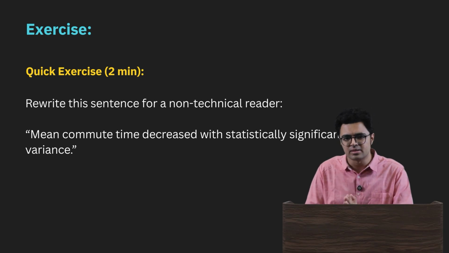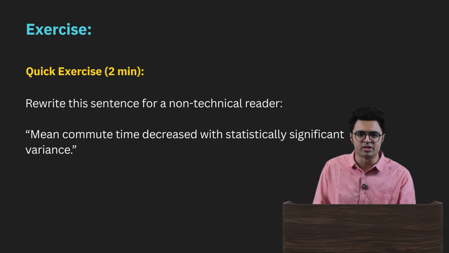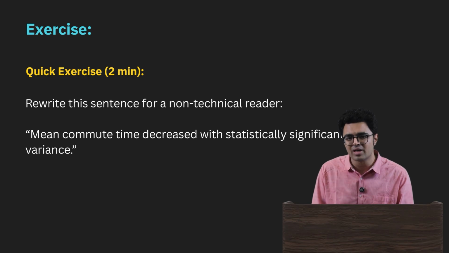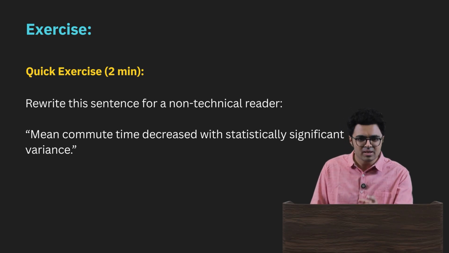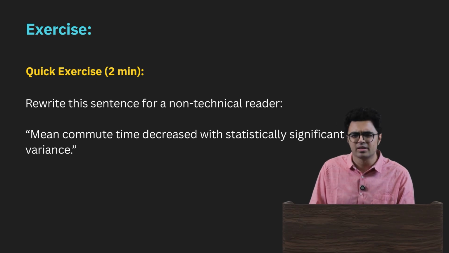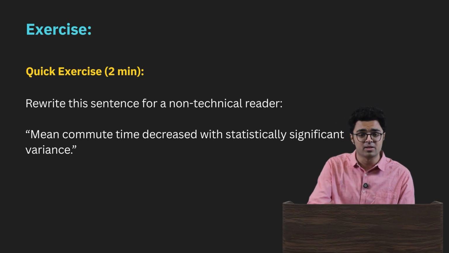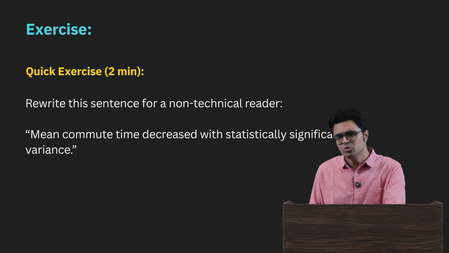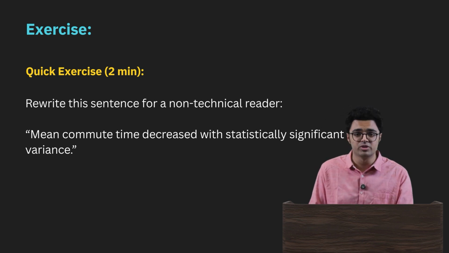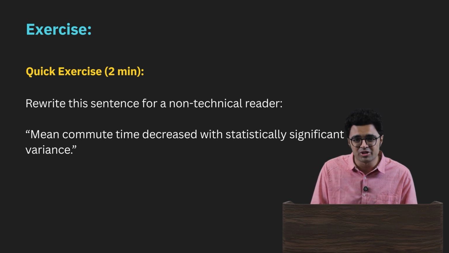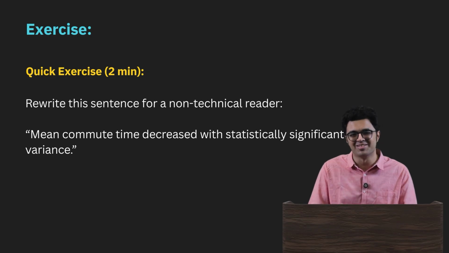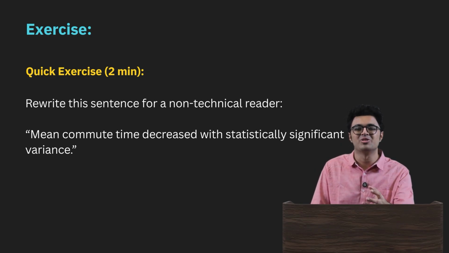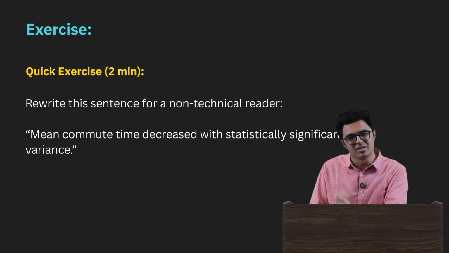Rewrite this sentence for a non-technical reader. Mean commute time decreased with statistically significant variance. Think about a non-technical audience member, a non-technical reader. How would you change this? What would you change in it? Think back to our conversations about the regulators that you can turn around to make sure that your writing fits the audience's requirements.